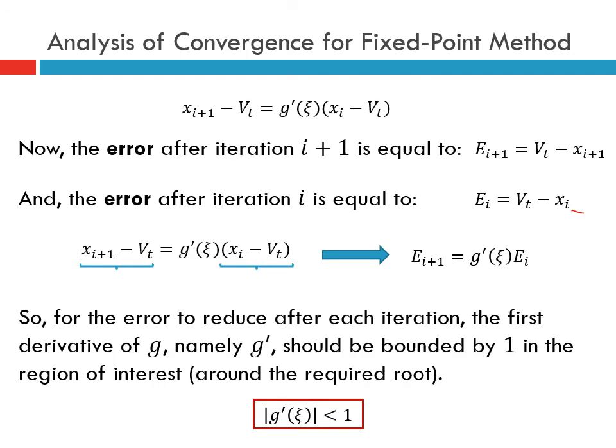So that means that for the error to reduce after each iteration, the first derivative of g should be bounded by 1 in the region of interest. So here, if the absolute value of this is less than 1, then this value is going to be less than this value. If the absolute value of g prime within the region of my root is greater than 1, then my error is going to increase with every iteration, which would mean that in that case, my method is not going to converge. So what we want is for the absolute value of g prime to be less than 1 to know that our method will converge.